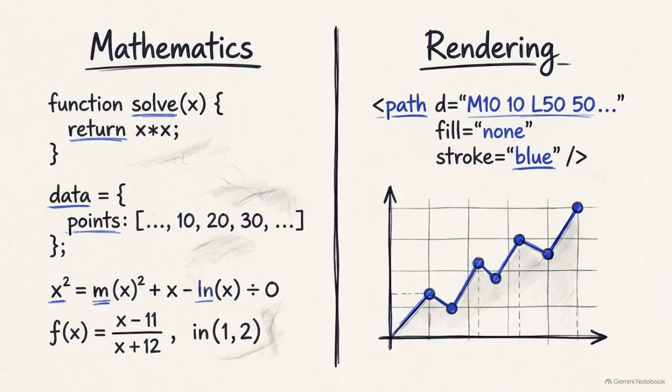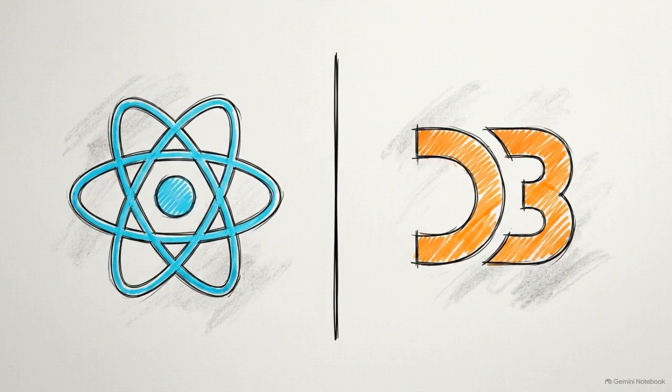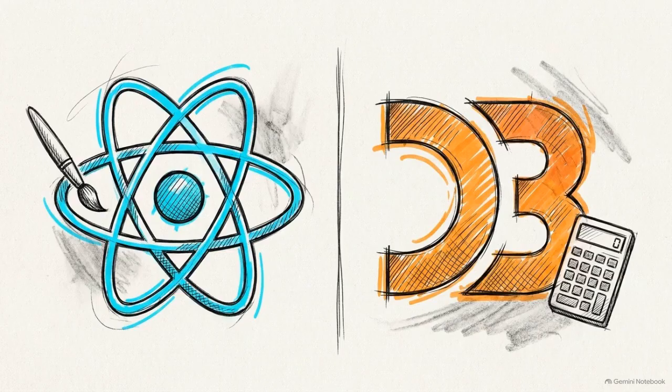To maintain fluid performance for complex data, the architecture requires a strict division of labor. The modern standard pattern for hybrid integration solves this paradox by enforcing a rigid boundary. D3 is restricted exclusively to mathematics, and React is restricted exclusively to rendering.